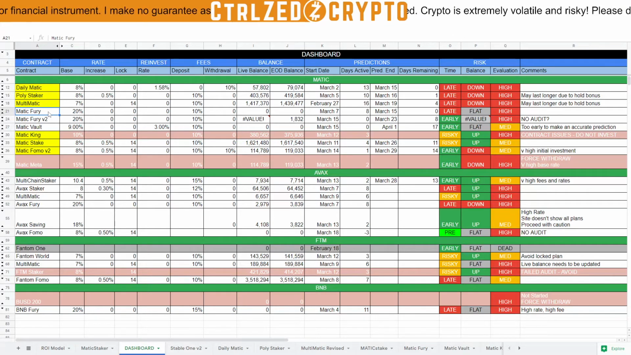Matic Fury has actually just hit zero today, I think it was, or yesterday potentially. No, I think it was today. And that's right on target in terms of my prediction there, March 15. So I predicted that a few days ago it would hit zero today. So it just kind of reinforces to me that this model works pretty well, especially for the daily withdrawal apps. It means that it's pretty spot on.